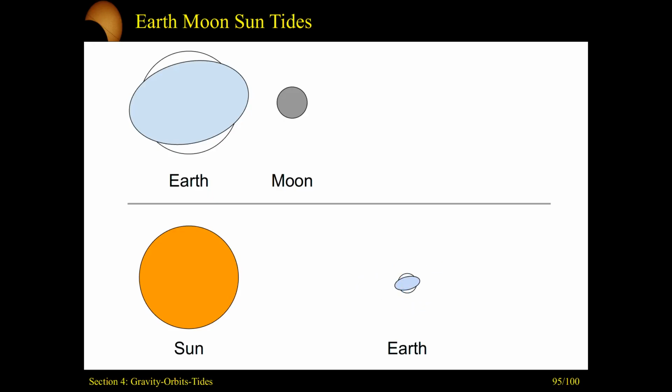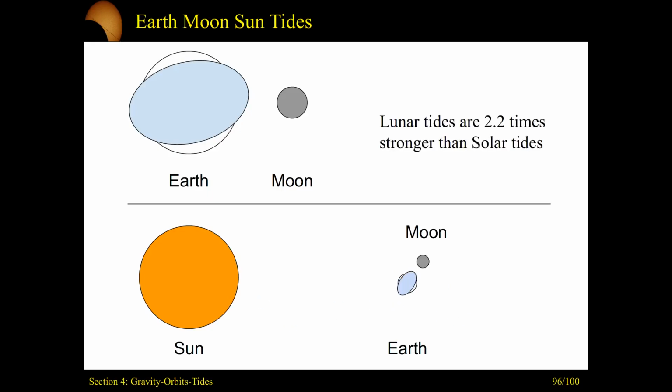And now we can talk about the combination of solar tides and lunar tides. Make it this three-body problem again. So I'll tell you now, the lunar tides are about twice as strong as the solar tides, just due to the proximity of the sun, Earth, and moon.